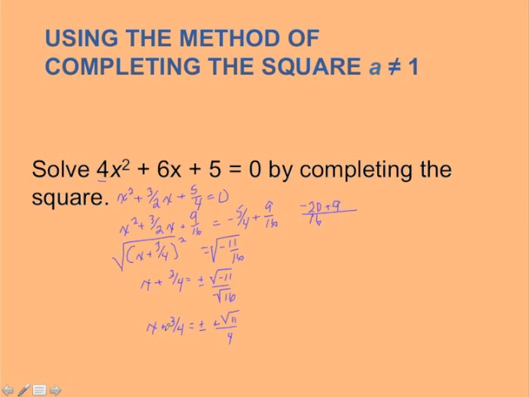My final step will be to subtract 3/4 from both sides, so I'll find that x equals -3/4 plus or minus i times the square root of 11 over 4. And this will be my solution.